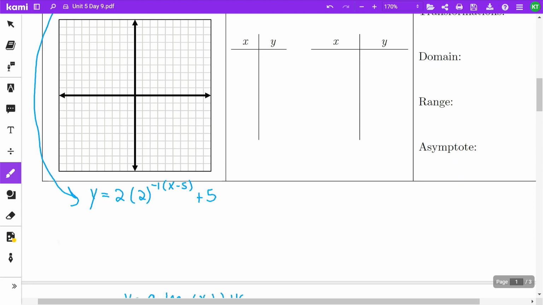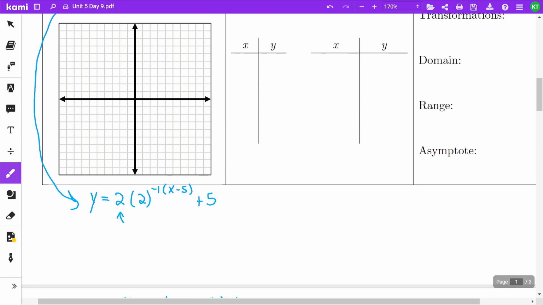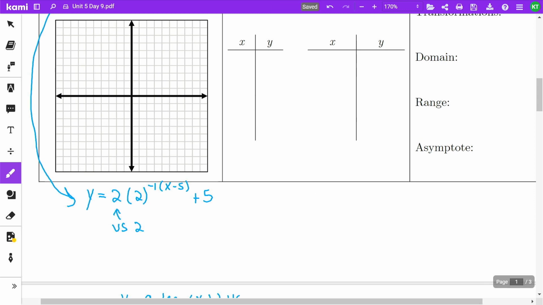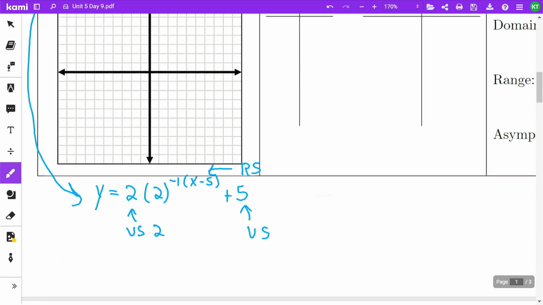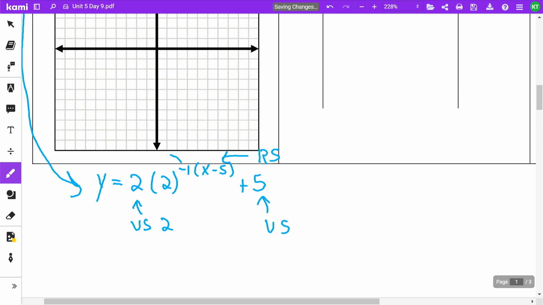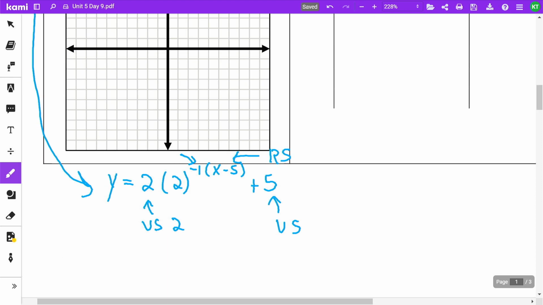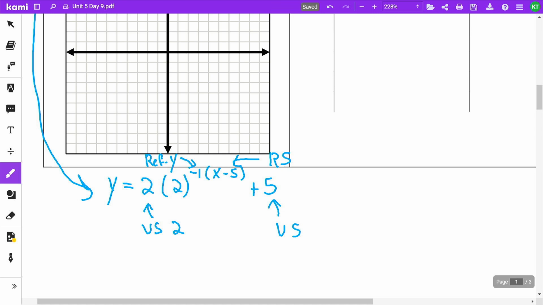We have an a value of 2, so that means we're going to have a vertical stretch of 2. We have plus 5 at the end, so we have a vertical shift up 5. And then we have a horizontal shift to the right 5. Now, we also have this negative 1 on the outside here, which means we're going to have a reflection over the y-axis. And that's because our negative sign is in our exponent here.